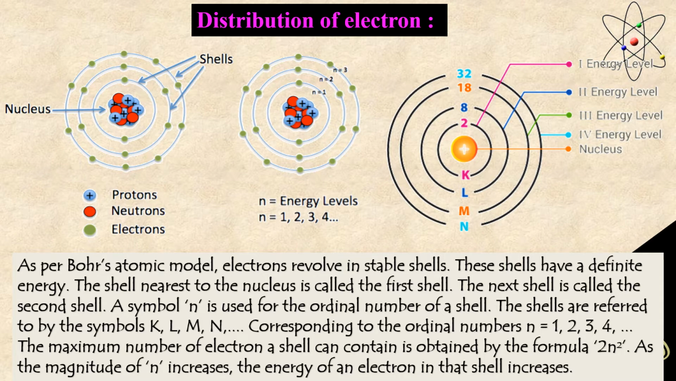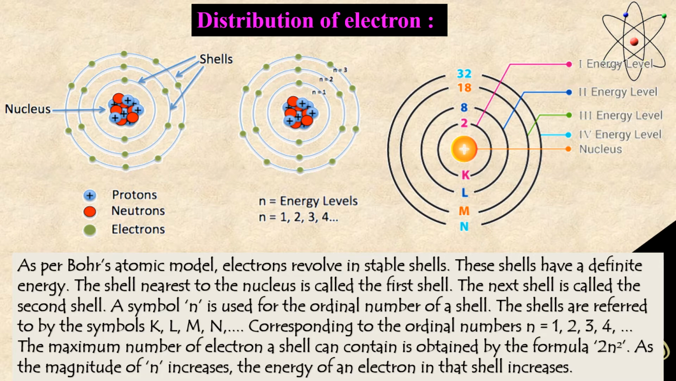As the magnitude of n increases, the energy of an electron in that shell increases. जैसे जैसे हम लोग हमारे सेंटर से दूर जाते हैं वैसे वैसे नंबर ऑफ इलेक्ट्रॉन्स भी इंक्रीज होते जाते हैं और एनर्जी लेवल भी बढ़ता जाता है. ठीक है, so I hope the distribution of electrons is clear to you all. What is the meaning of shell, how they are arranged, how the electrons are arranged, that we will be studying.